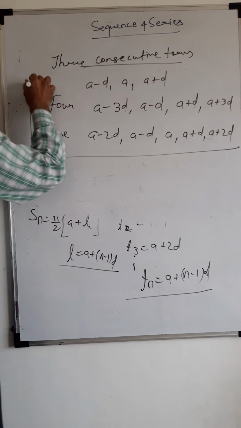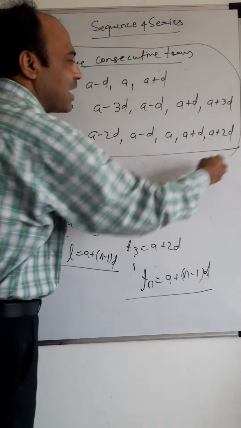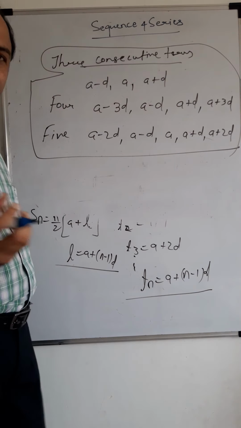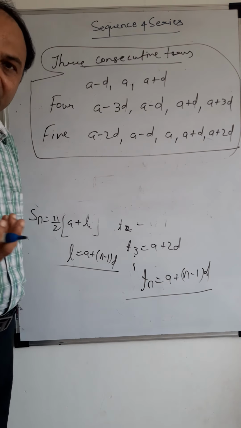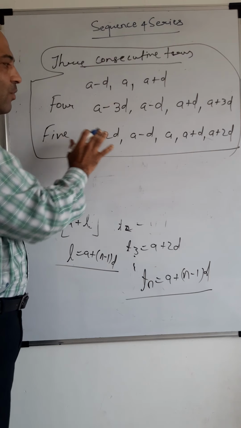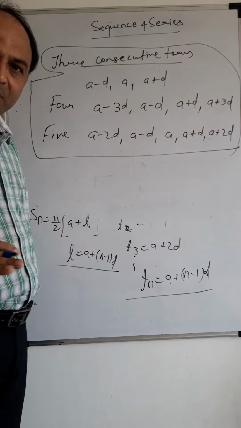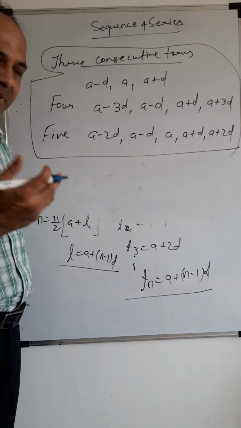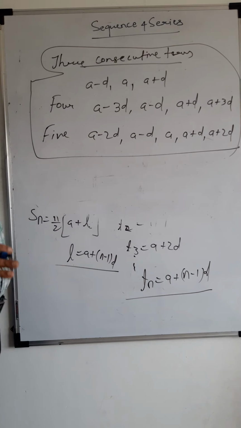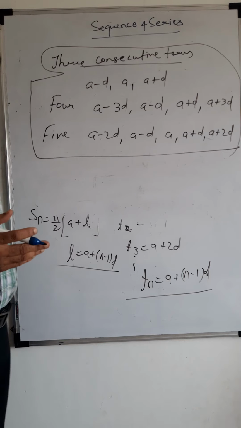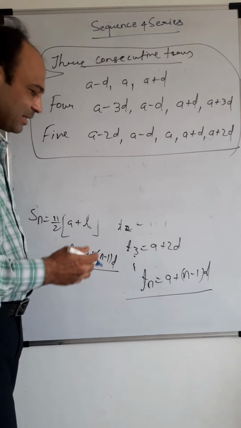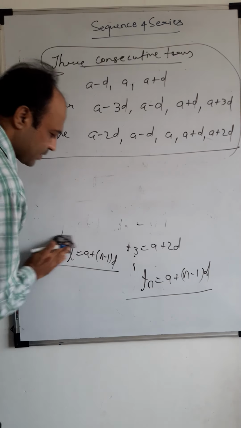See, this is important to remember because sometimes in NDA the questions are designed on these consecutive terms. So you must know the 3, 4 and 5 consecutive terms of an AP, as well as of a GP, which we will write in GP. So these are consecutive terms of an AP: 3 consecutive, 4 consecutive and 5 consecutive terms. Correct?